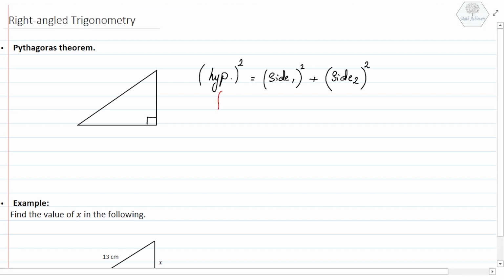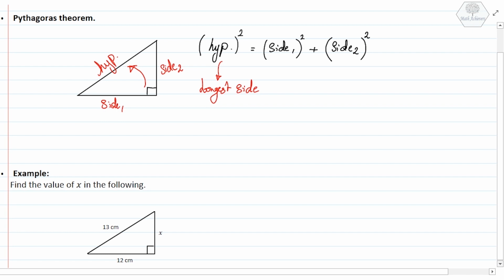The hypotenuse is always the longest side. So, the first thing I have to do in my right-angle triangle is to label the hypotenuse. The hypotenuse is always opposite to the 90 degrees angle. So, this is the hypotenuse. This would be side 1. And this is side 2. This is Pythagoras Theorem. Now, let's take an example.